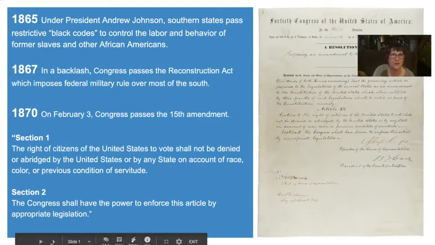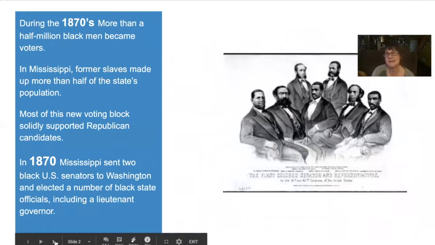most of the South. And in addition, in 1870, Congress passes the 15th Amendment, and it states, Section 1, the right of citizens of the United States to vote shall not be denied or abridged by the United States or by any state on account of race, color, or previous condition of servitude. Section 2, the Congress shall have the power to enforce this article by appropriate legislation. So during the 1870s, more than 500,000 black men registered to vote and became voters. Remember, this is before women were allowed to vote.